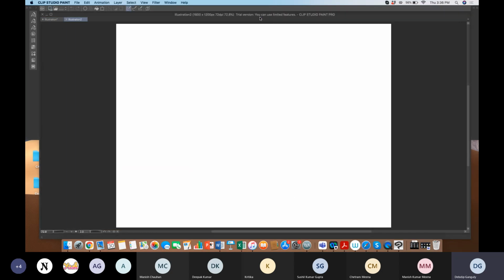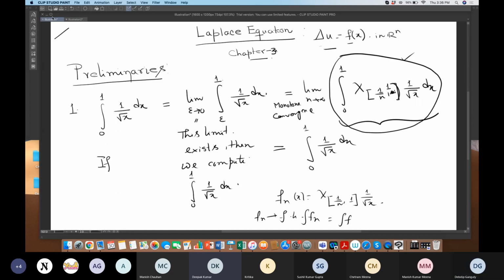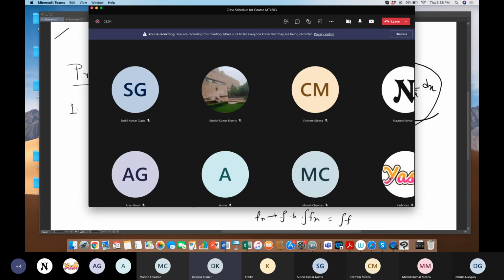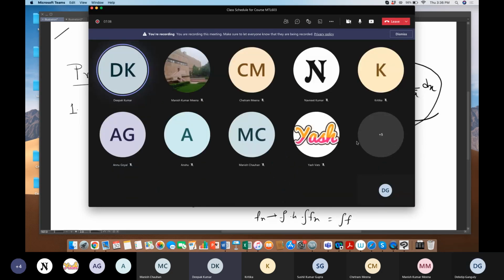Sir, before proceeding, can I ask some doubts from the previous lecture? Yeah, sure. In the previous lecture, the last theorem was Holmgren's theorem. When we were trying to prove the Cauchy-Kovalevskaya theorem for higher order derivatives, we extracted a C infinity solution, a real analytic solution.